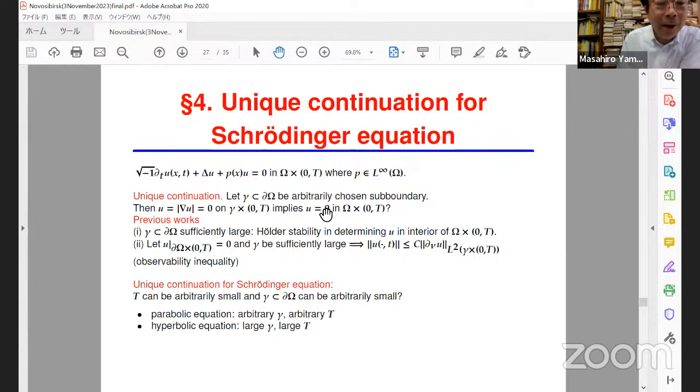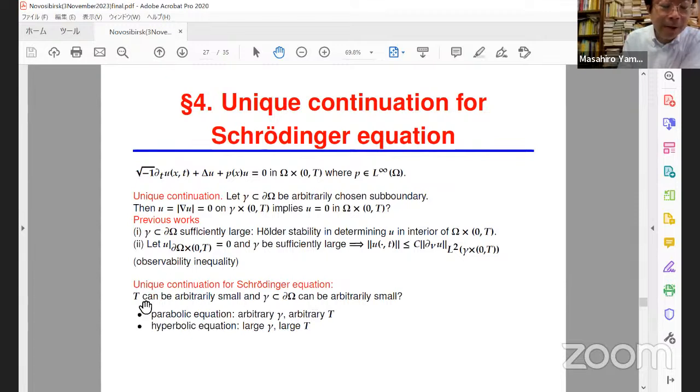Your comments are very welcome. But as long as I know, there is no publication for any small sub-boundary gamma. Of course, if gamma is sufficiently large, we can get more. Therefore, our main concern is when gamma is arbitrarily small.